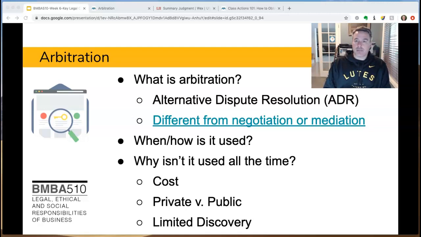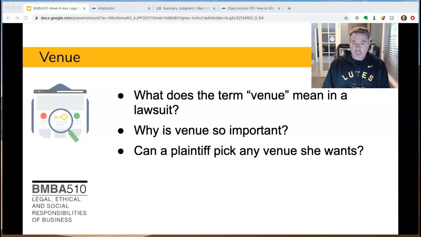Okay, so that's arbitration. Let me click over to the next one. All right, venue. When we think about venue in the generic term, you think like a concert venue, right? It's a place where you hear a concert. Well, this is similar in a lawsuit. The venue is going to be the court that hears the case. And we've talked about this a little bit already in previous weeks, but litigants can pick their venue sometimes.